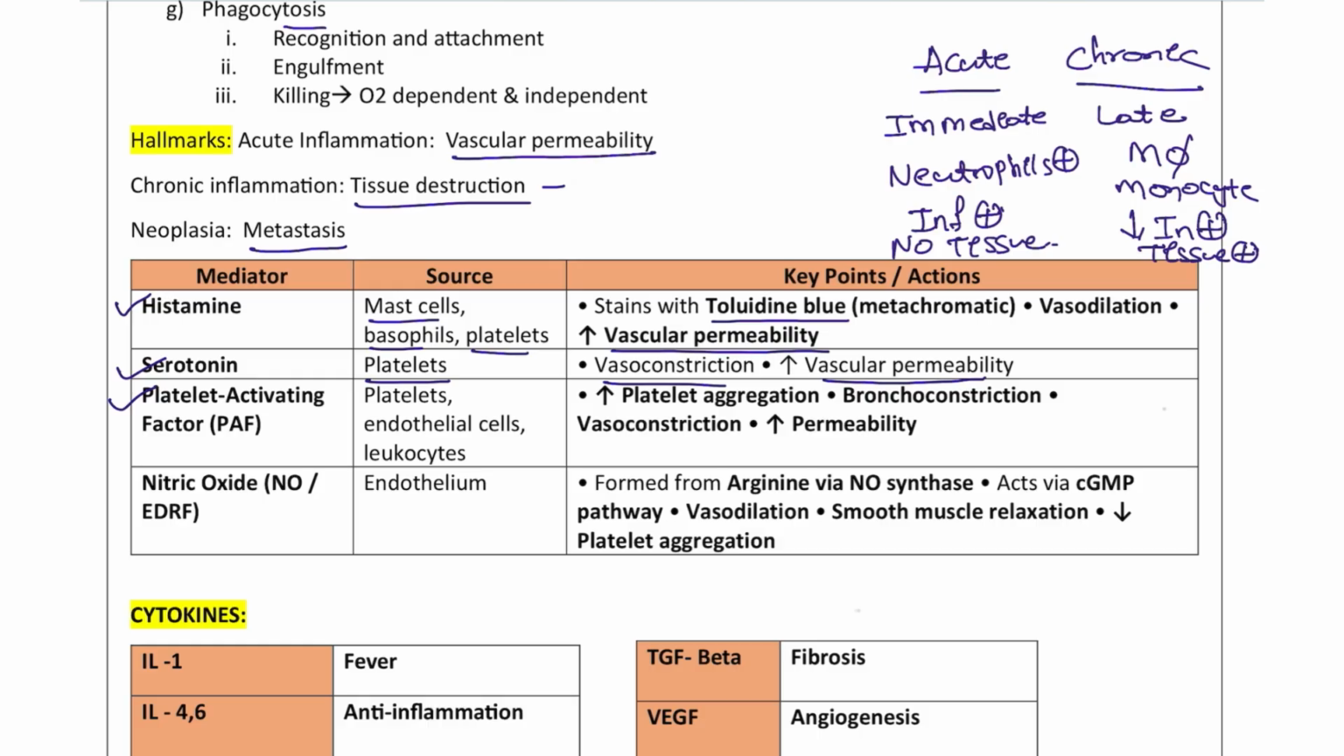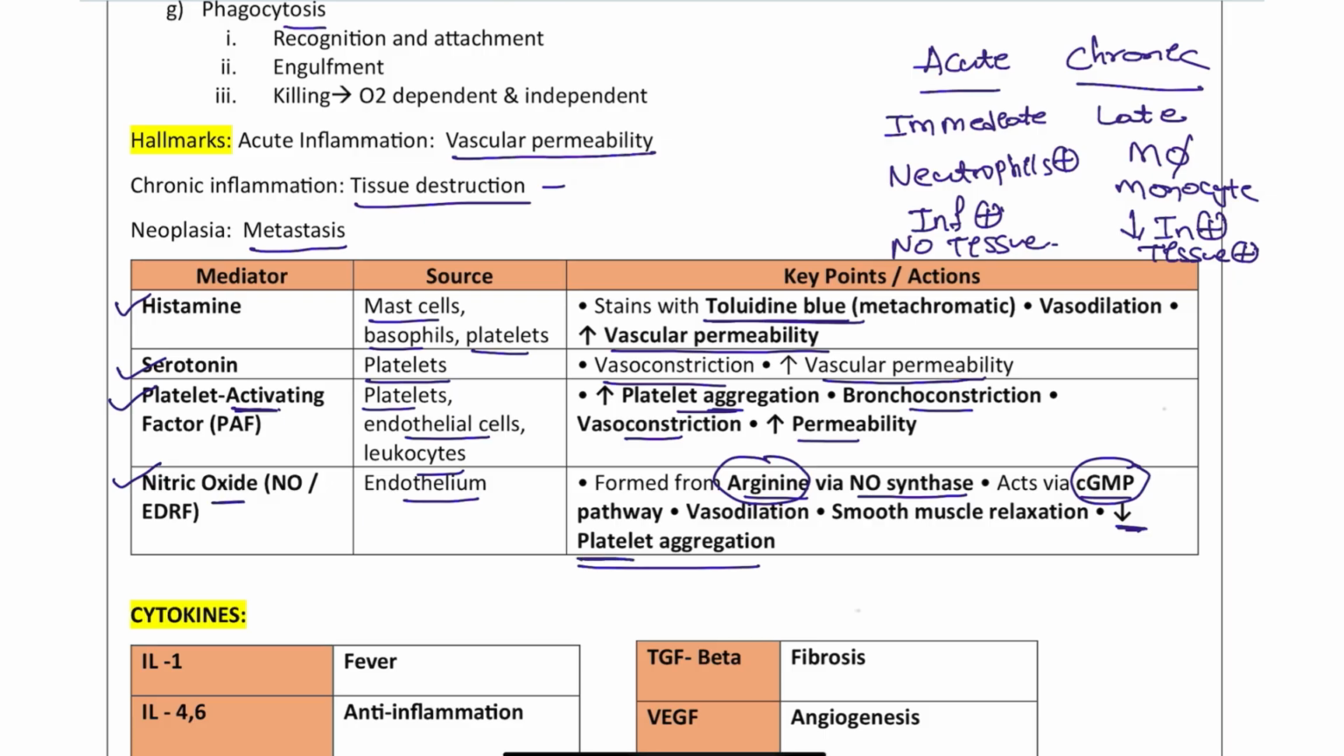Platelet activating factor also involves platelets, endothelial cells, leukocytes. Vasoconstriction, permeability, bronchoconstriction, and platelet aggregation will be seen. Nitric oxide, this is from the endothelium and it is coming from arginine via nitric oxide synthase. It acts via the cGMP pathway. cGMP is asked as a question. Arginine is asked as a question. Toluidine blue is asked as a question. Okay, all these are PYQs only. Platelet aggregation is decreased by nitric oxide. Platelet activating factor, the name itself is telling activating, so there will be aggregation. Nitric oxide.